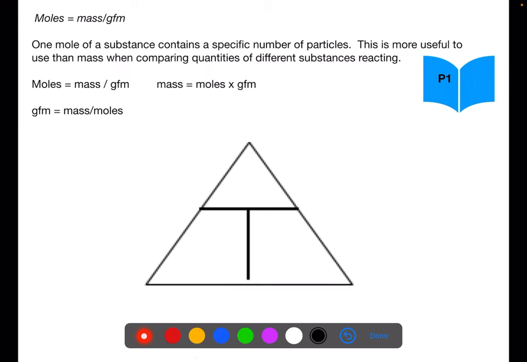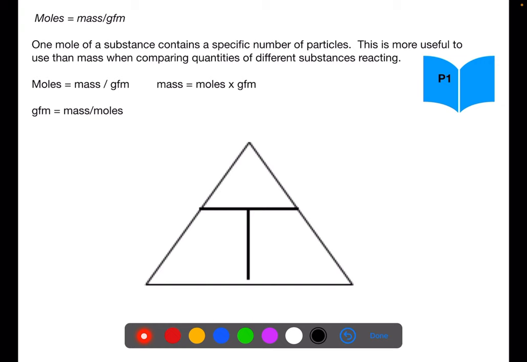We can use gram formula mass in a calculation to work out moles. One mole of a substance contains a specific number of particles. We use this as it's more useful than mass when comparing quantities of different substances which are reacting. We have three different calculations we can look at. Moles can equal mass divided by gram formula mass. Mass can equal moles times gram formula mass. And gram formula mass equals mass divided by moles.